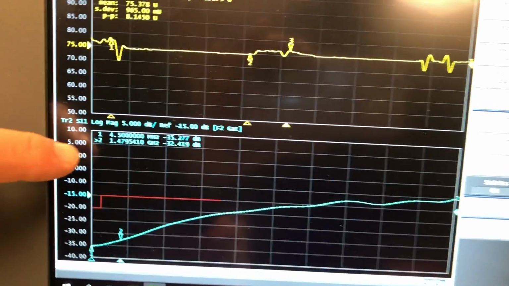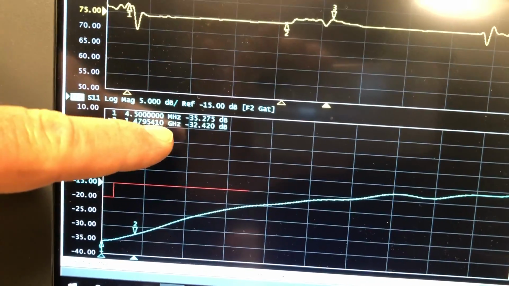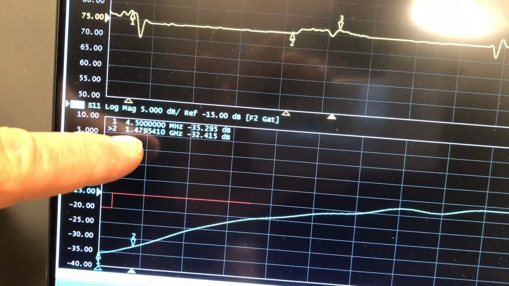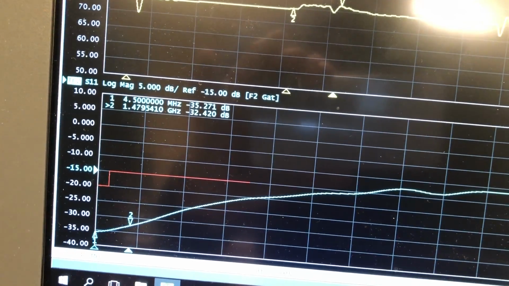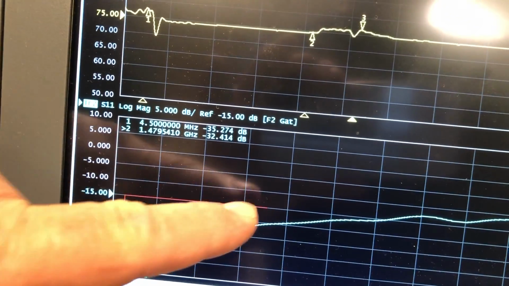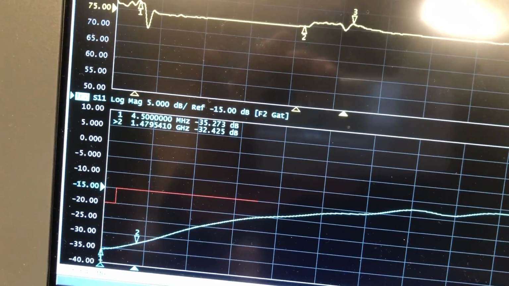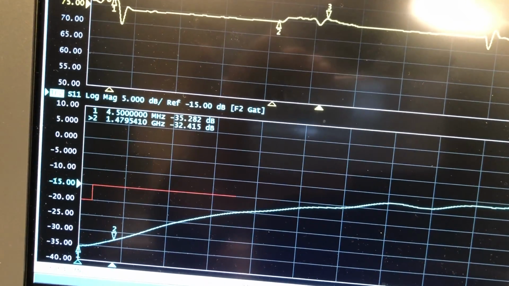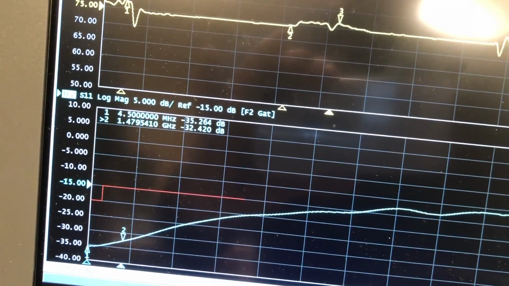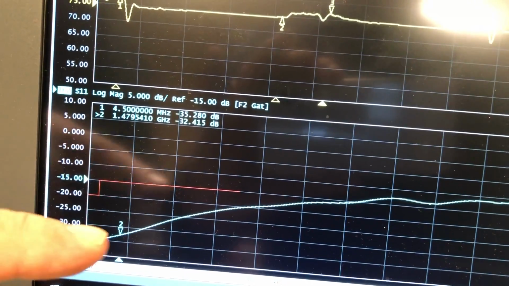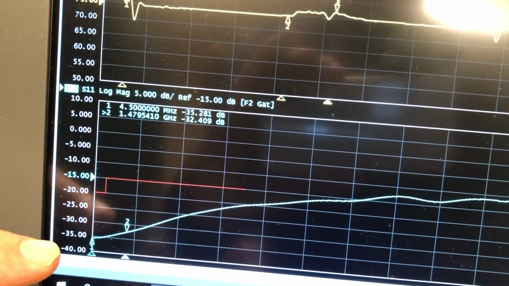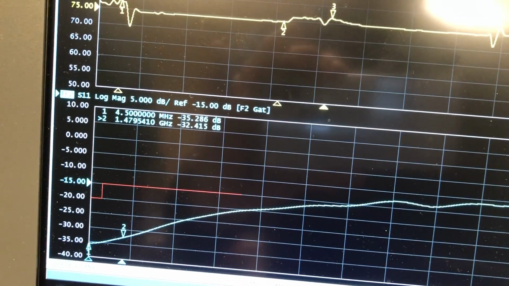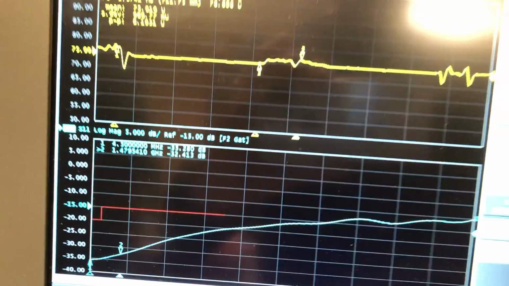So point number 1 on this graph is only 4.5 megs, but point number 2 is 1.479 gigs. So this red line represents the area which the CXP cables can communicate at, which is up to 6.125 gigahertz. So the spec for this with the CXP spec is got to be below this red line. And you can see throughout the whole CXP range, we're well within spec for insertion loss.